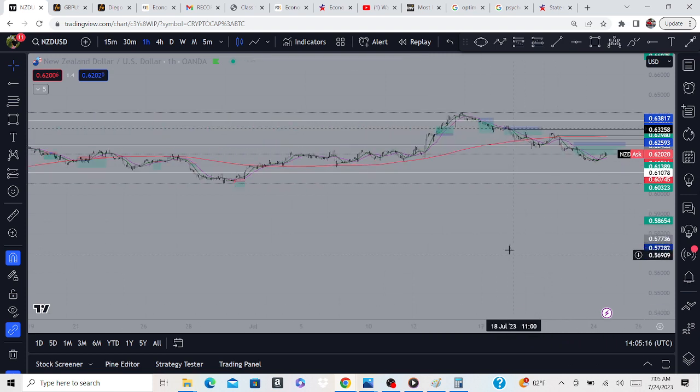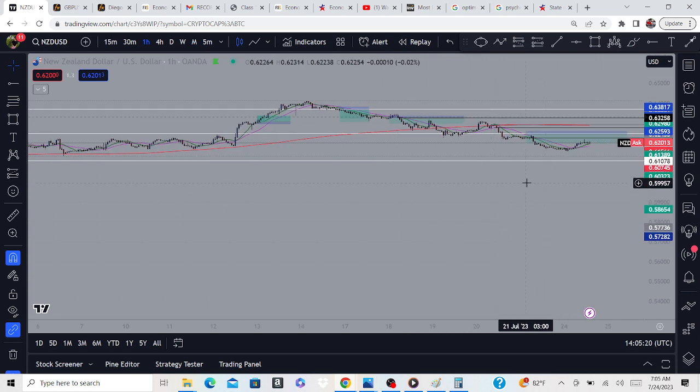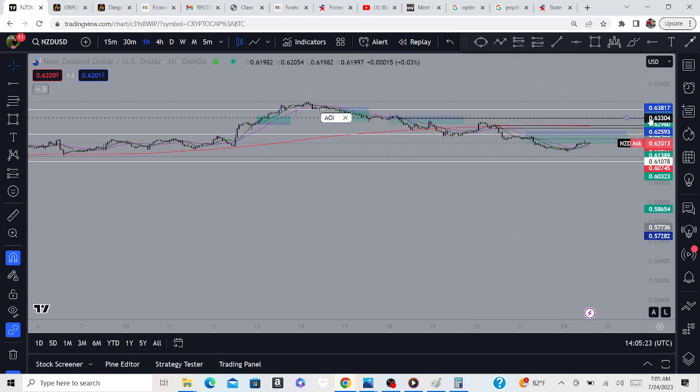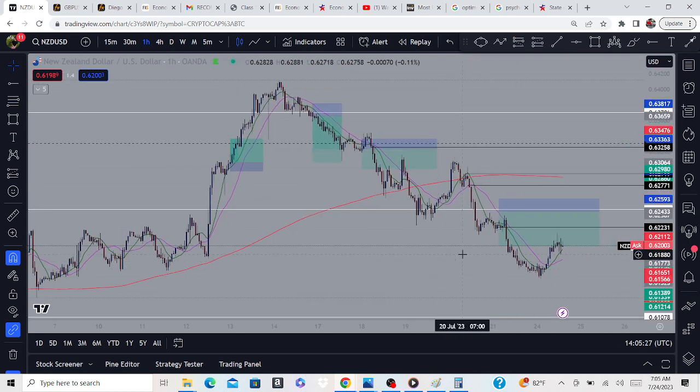I don't know why this does not want to zoom in. Okay. It's supposed to look like this.